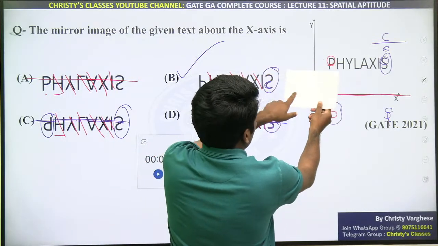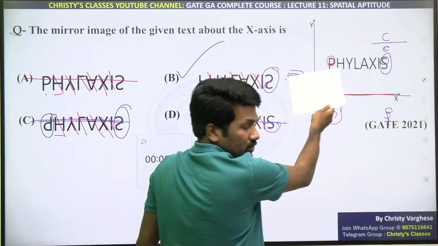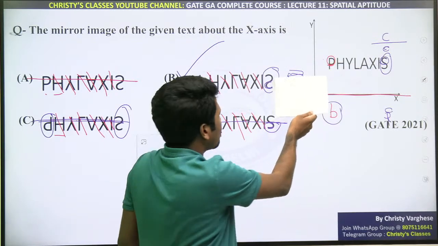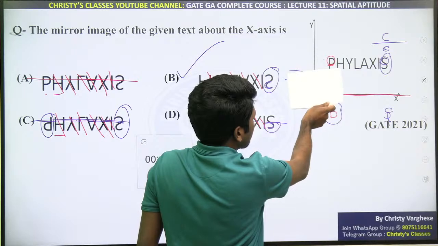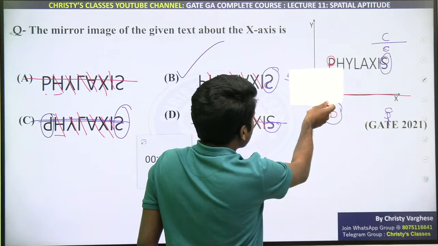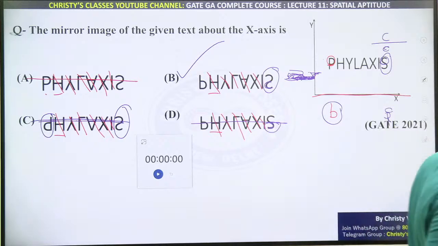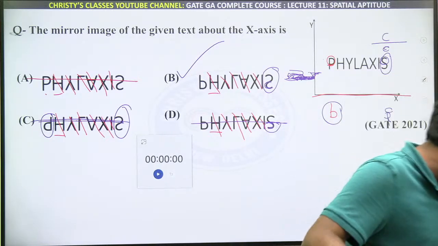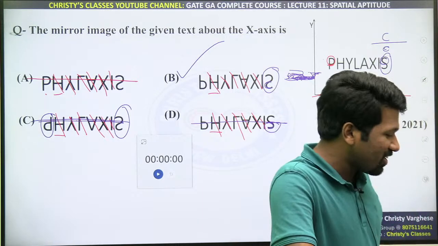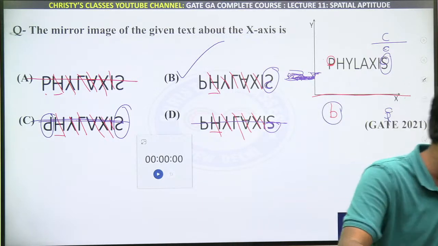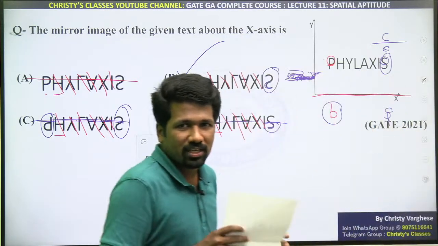Most probably this image will not be visible because the camera zoom is not that high. Anyway, I hope it is clear. Do it yourself, then only it will be clear. All of you do it yourself, then it will be visible. Try to do it now. You understood the process, right? I guess you understood the process.